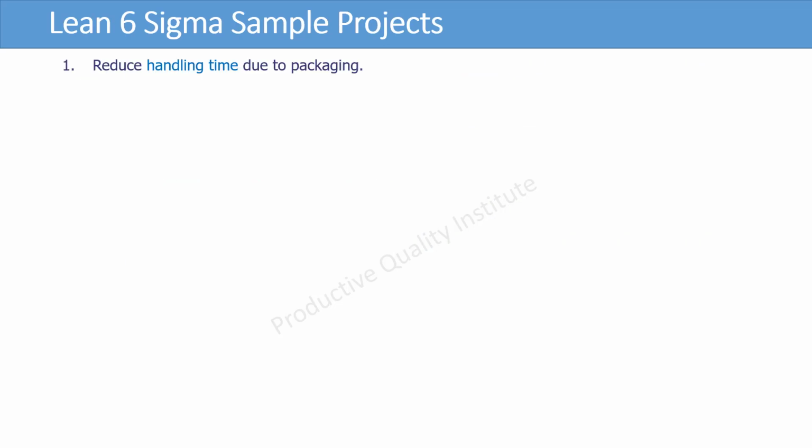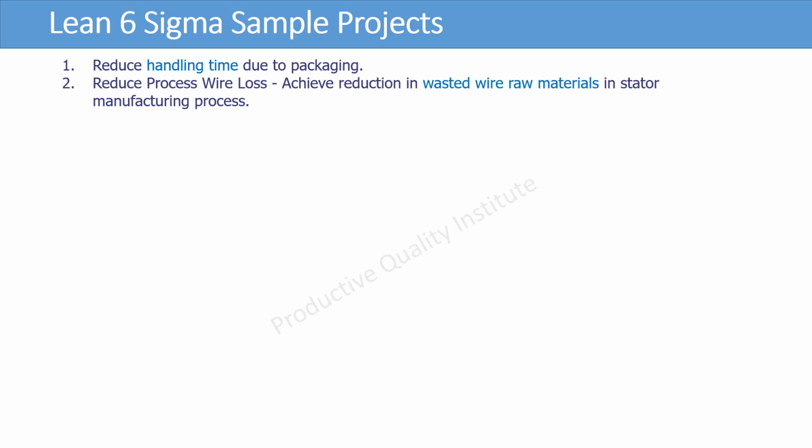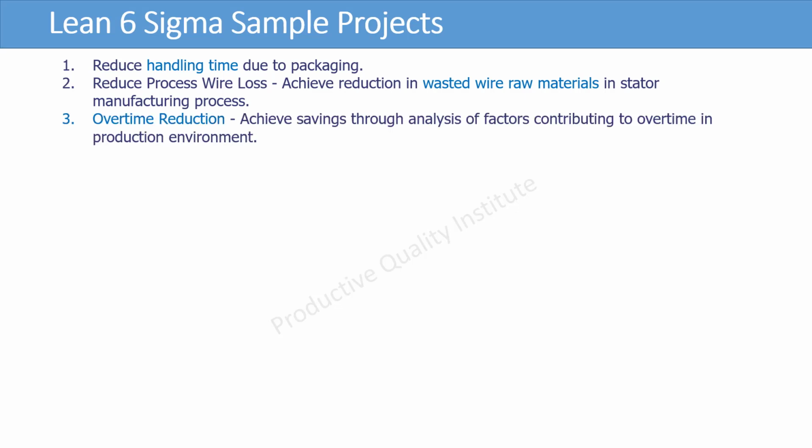Here are some examples of Lean Six Sigma projects. Reduce handling time due to packaging. Reduce process wire loss, achieve reduction in wasted wire raw materials in the stator manufacturing process. Overtime reduction, achieve savings through analysis of factors contributing to overtime in the production environment.